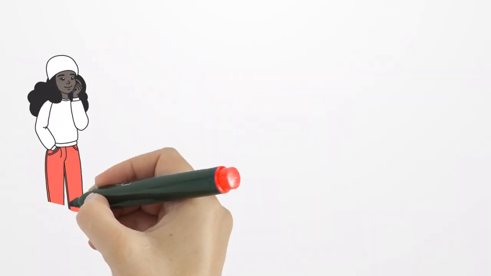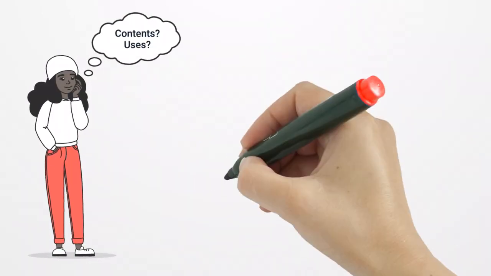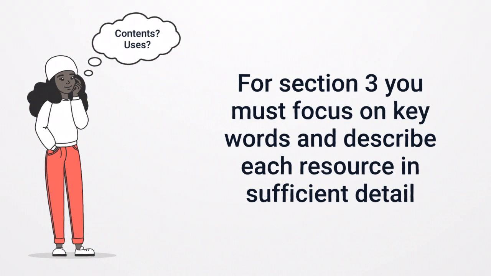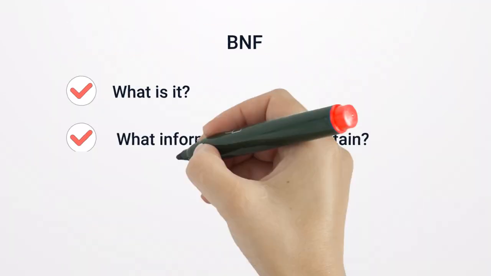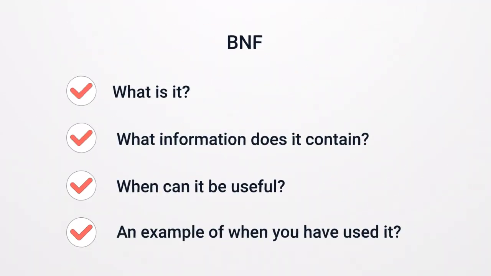When attempting Section 3, try to focus on the keywords. You must describe each resource in a reasonable amount of detail. You should cover what they contain, what they are used for, an advantage and limitation for each resource, and also an example of use from your own practice. For example, if we focus on the BNF, you should talk about what the BNF is, what type of information it contains, when to use it, and then an actual example of when you have, or could have used it.